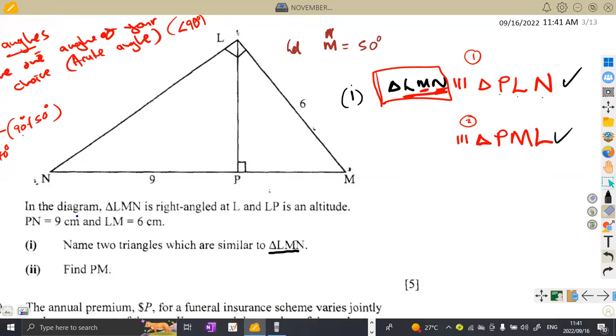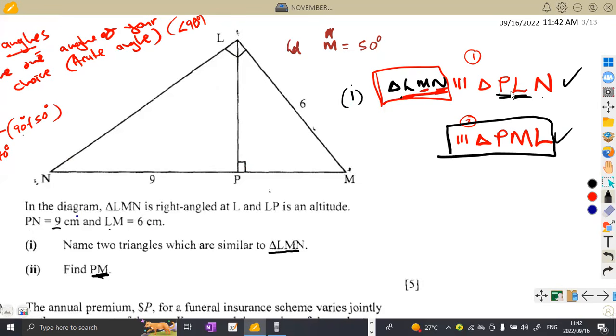So like this. We want to calculate PM. So we have to ask ourselves, where do we have PM from these two similar figures? Remember, we've got this triangle similar to this triangle. So you're going to see that PM is from this triangle, PML. This is where we have PM. Here we do not have PM, but there is something that we have from this one. If you cross check the information, we put PN, that is 9 centimeters, LM, which is 6 centimeters.